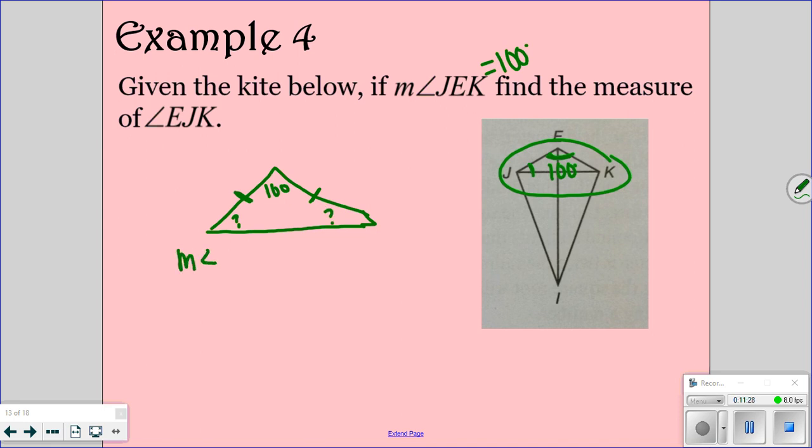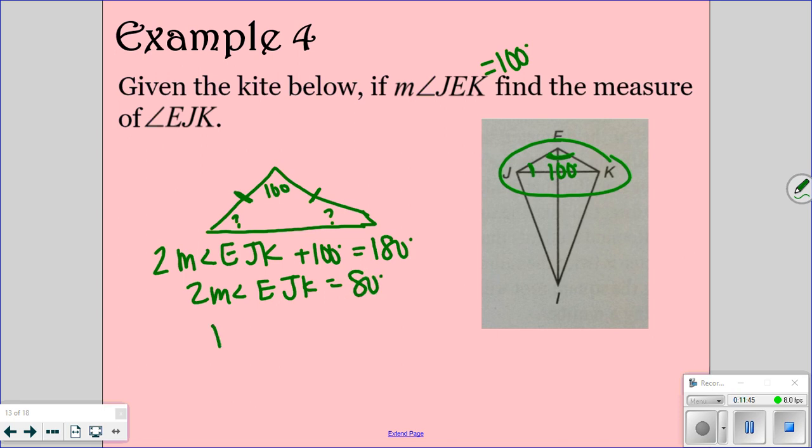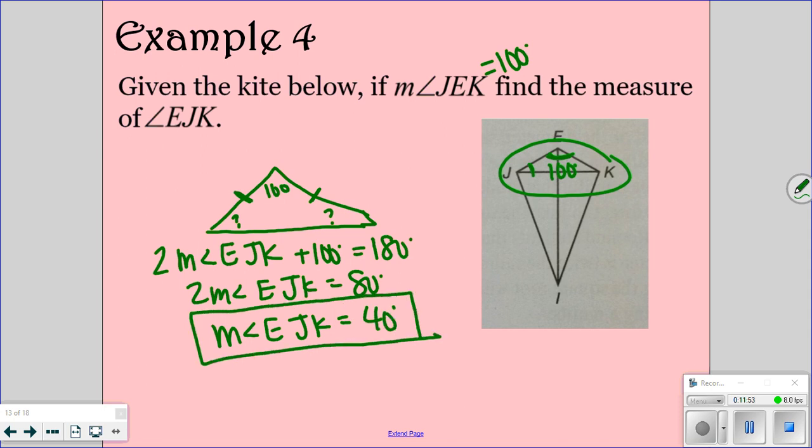So the measure of angle EJK is the same thing as this, so we can really say 2 times it plus 100 equals 180. So 2 times the measure of angle EJK would have to equal 80 degrees. And if you divide by 2, the measure of angle EJK would equal 40 degrees. So that would be your answer for that one.